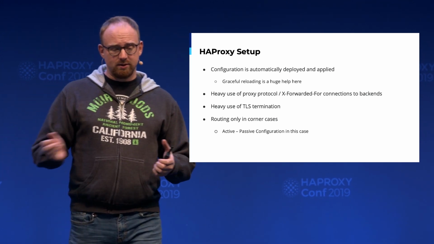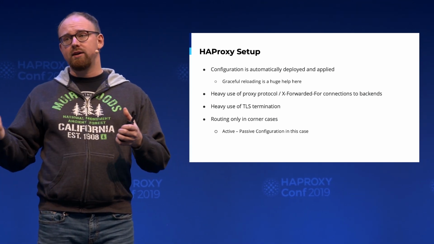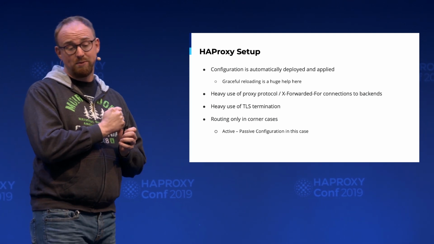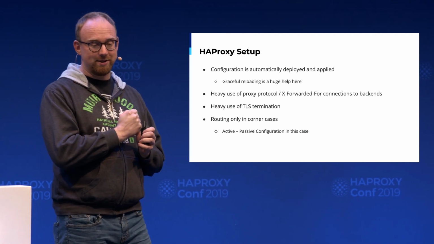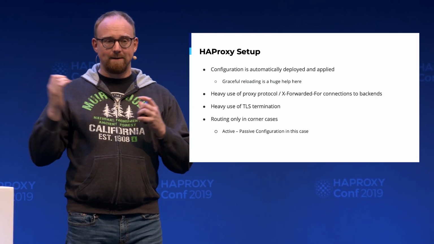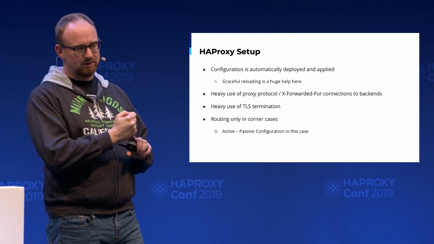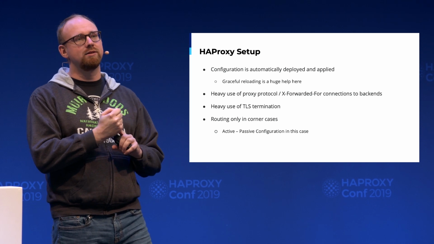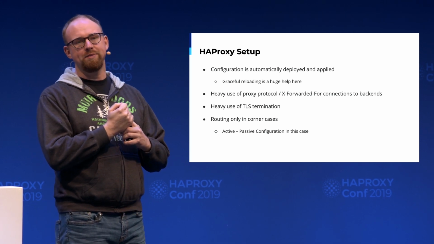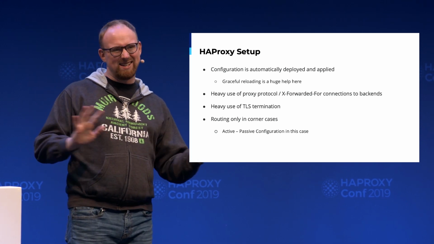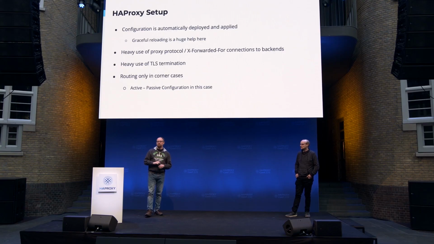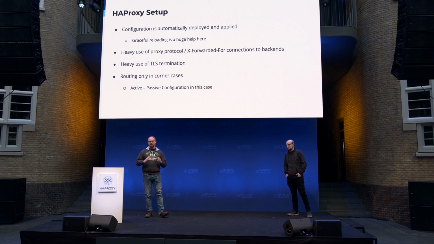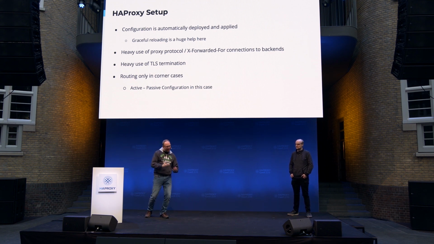So we use termination on the HAProxy. We make heavy use of the proxy protocol whenever it's possible. If it's not possible and it's HTTP, we use X-Forwarded-For. Another request, or demand, from our web team was: we don't want to have anything to do with SSL, with TLS. Please terminate. So we terminate everything that has something to do with TLS on the HAProxy.